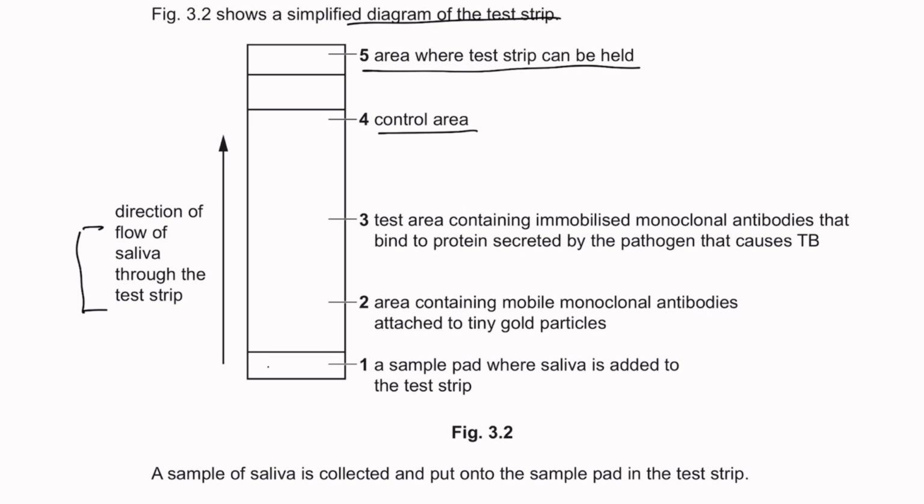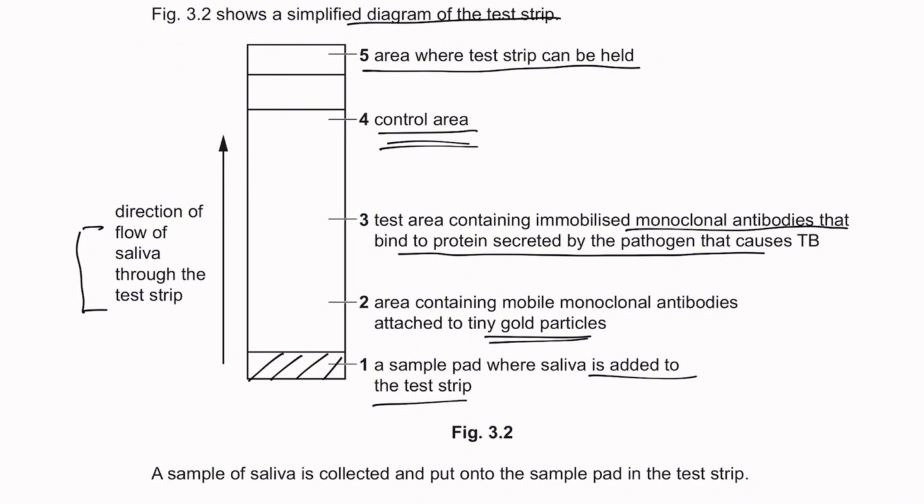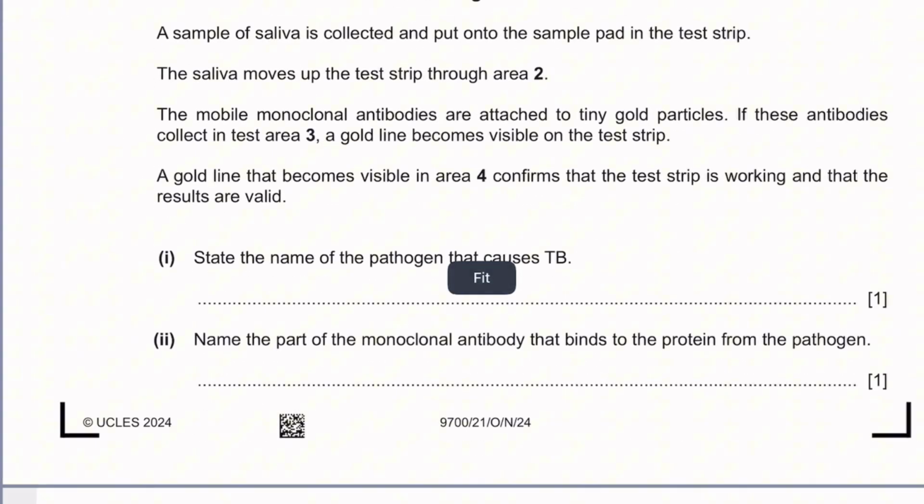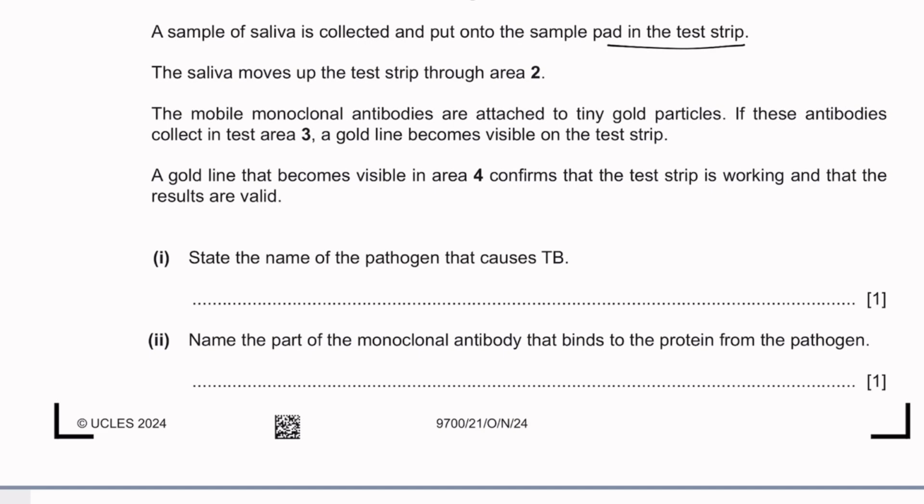So this is going to be where I think the patient places the test strip in his mouth, a sample pad where the saliva is added to the test strip. Then an area containing mobile monoclonal antibodies attached to tiny gold particles, and then a test area containing immobilized monoclonal antibodies, and then a place where there are no antibodies, and this is where we're going to hold the test strip.